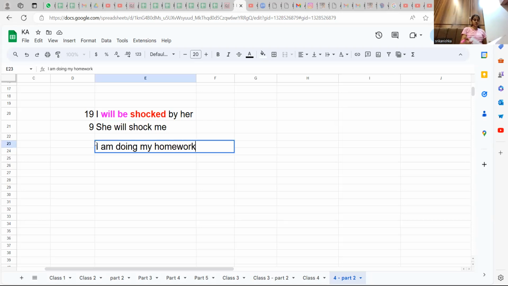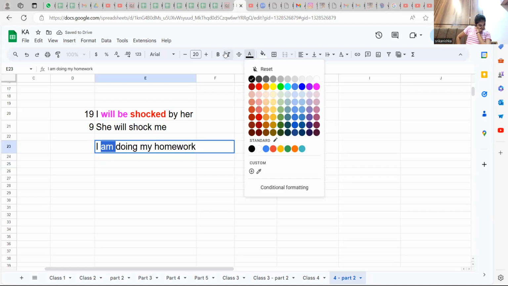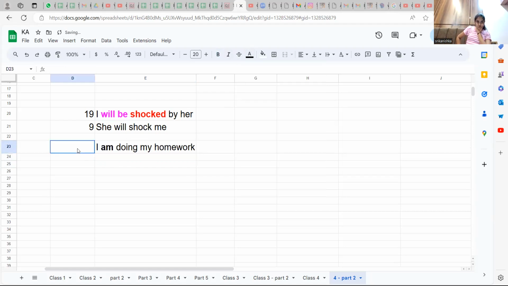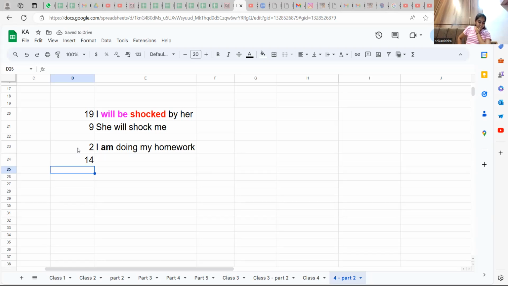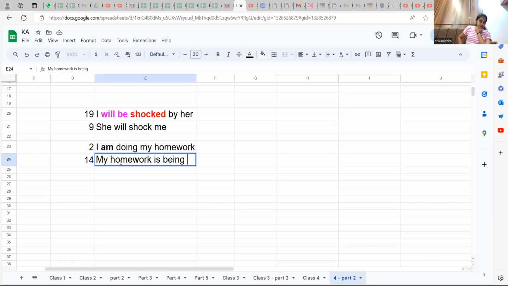I am doing my homework. Well, look at that. I am going to put the same coloring. So sir, number 2. Wow. How are you going to change it? Number 14, sir. Very nice. Now you give me the change in the new sentence. My homework, very nice. Is being done by me.